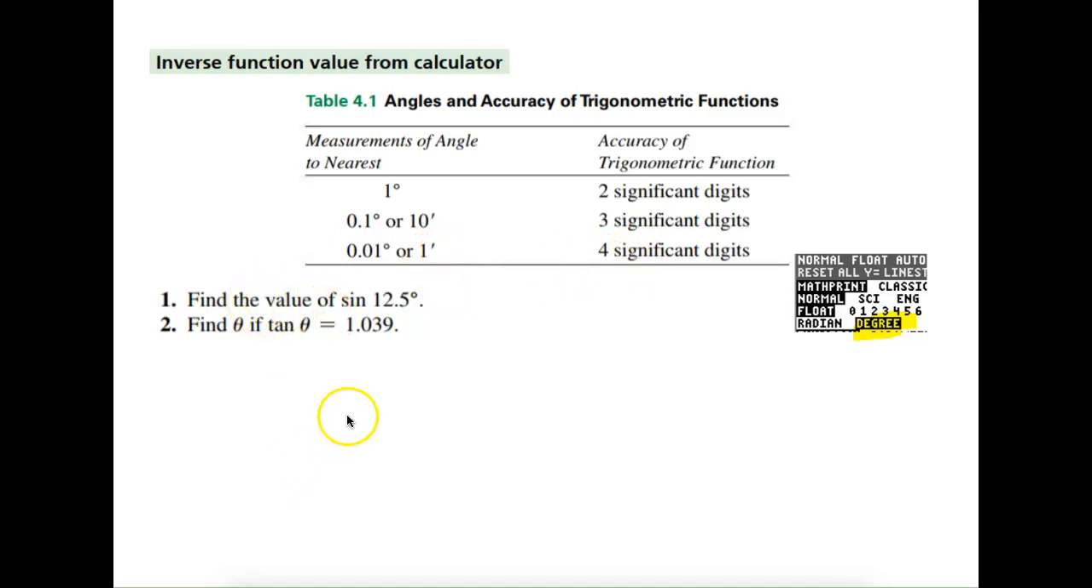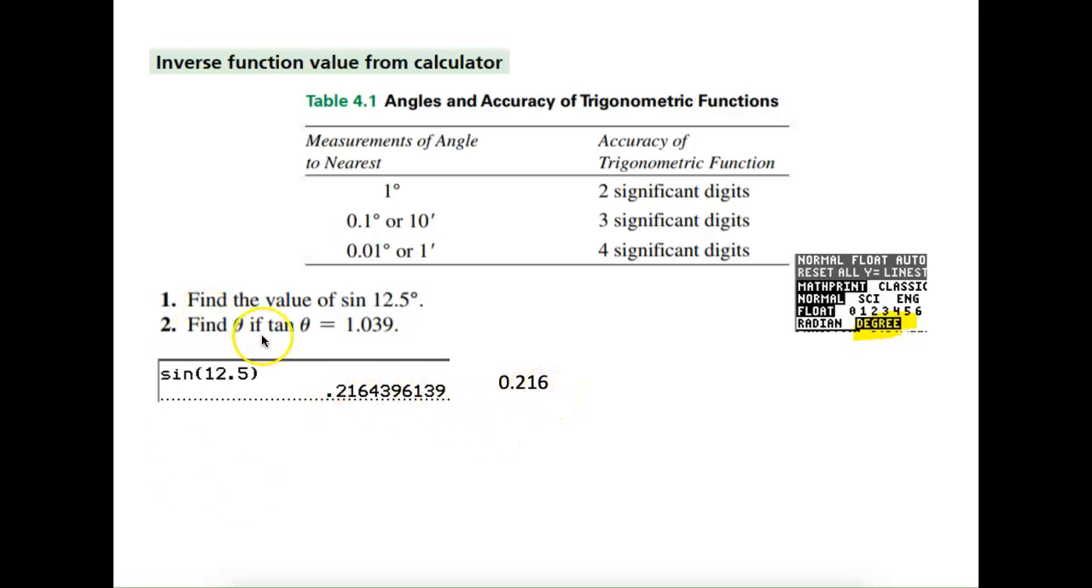So the first one, find the value of the sine of 12.5 degrees. We make sure our calculator is in degree mode, and then we're just going to type in the sine of 12.5. That's our answer. Since this is to the nearest tenth of a degree, we want to express our answer to 3 significant digits. So we're going to take this 0.21643 and so on, and round it off to 0.216, 3 significant digits.